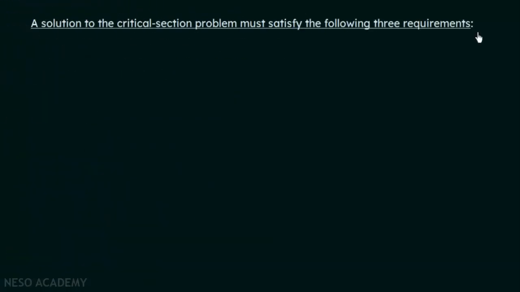Alright, now since we have understood what a critical section is, we will be discussing some of the requirements for a solution to the critical section problem. A solution to the critical section problem must satisfy the following 3 requirements. These 3 requirements are very important points that you should remember with respect to the critical section. So let's see them one by one and try to understand what they mean.